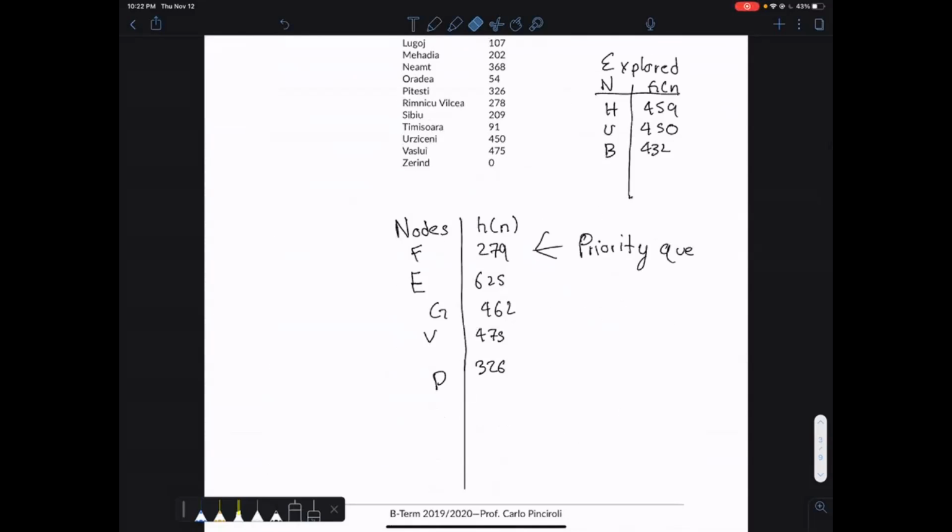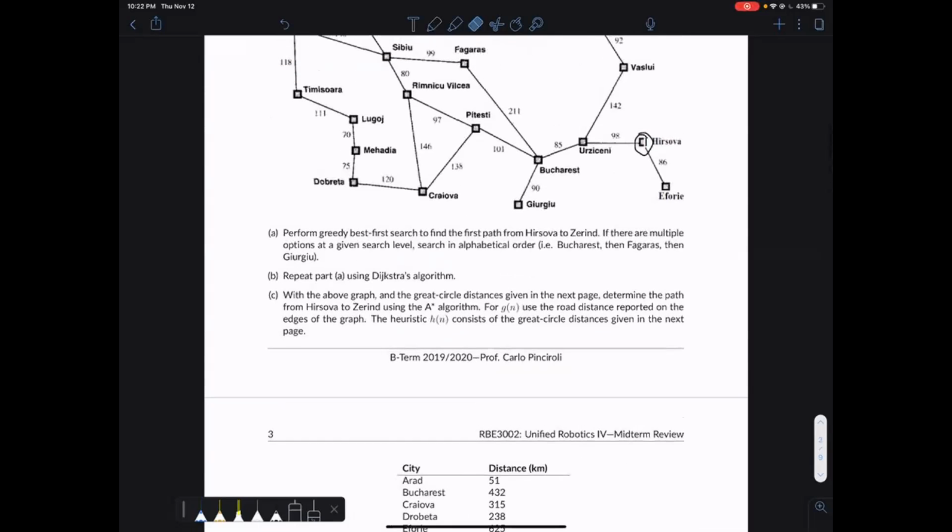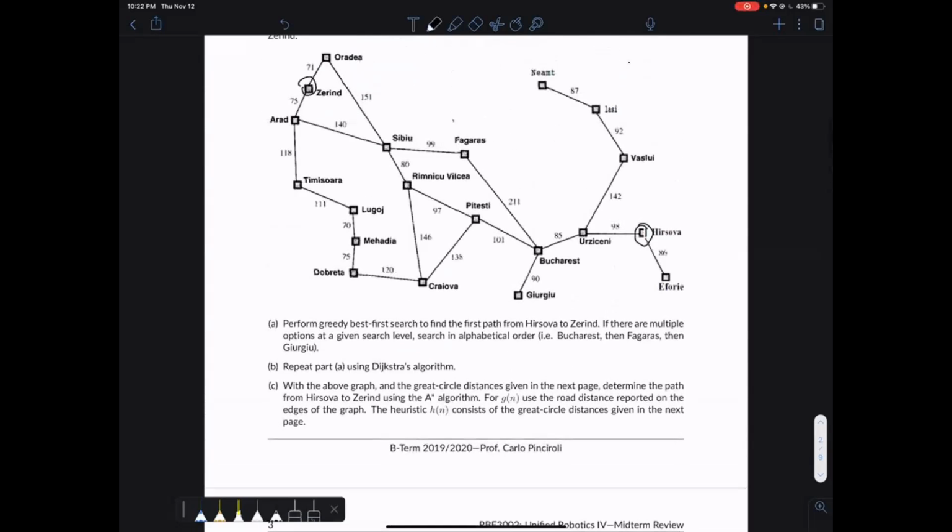Now we need to find out what's the next node to explore. You choose the lowest one. In this case, it's F. So I'm going to move F to our explored nodes here, and I'm going to remove it from my nodes. And now we're going to add all of F's neighbors in. All right, so F has 2 neighbors, easy peasy.